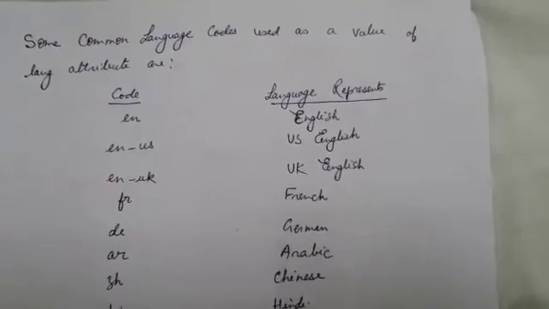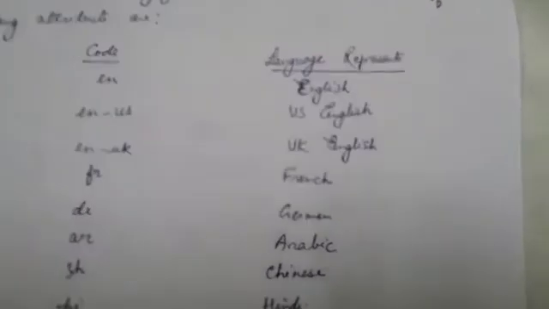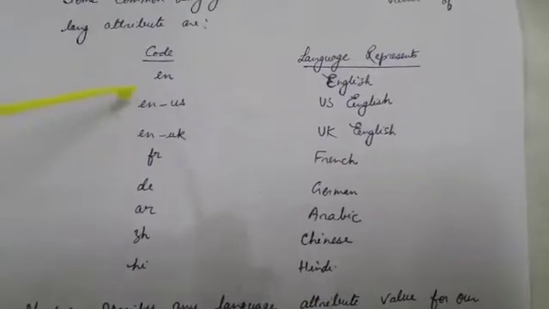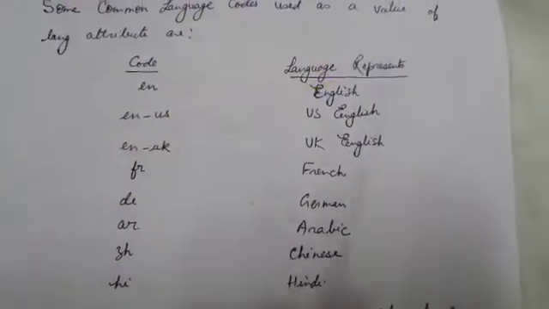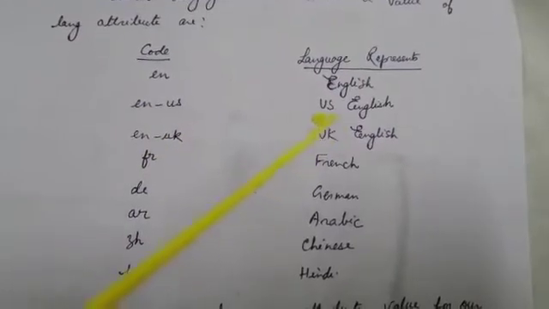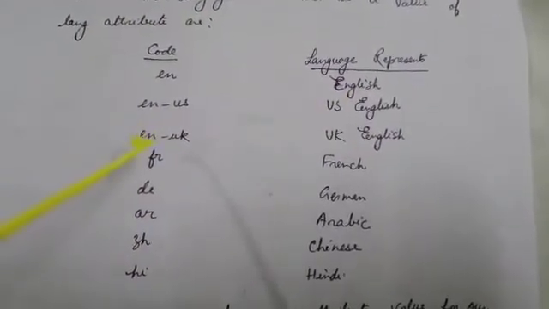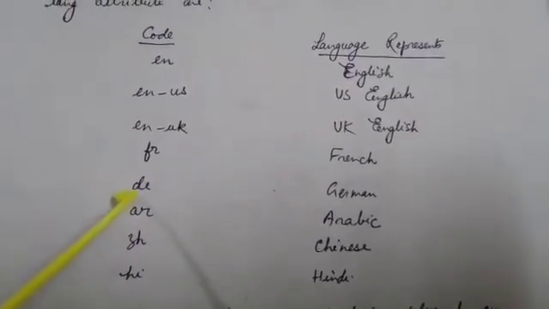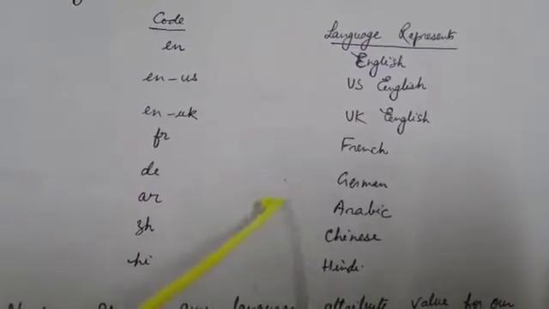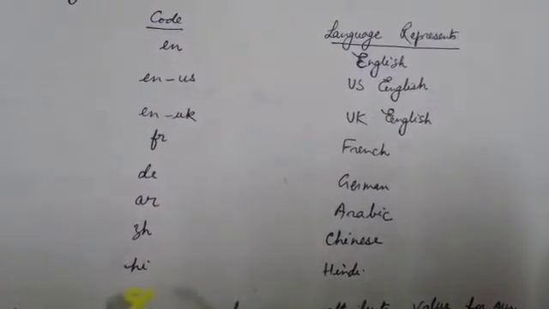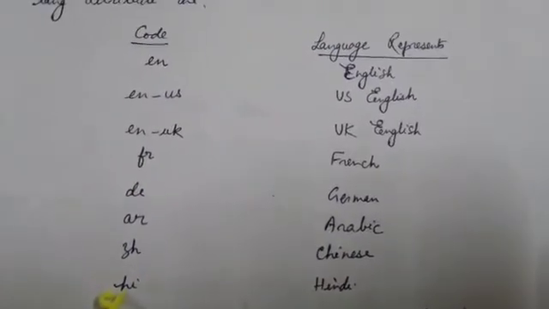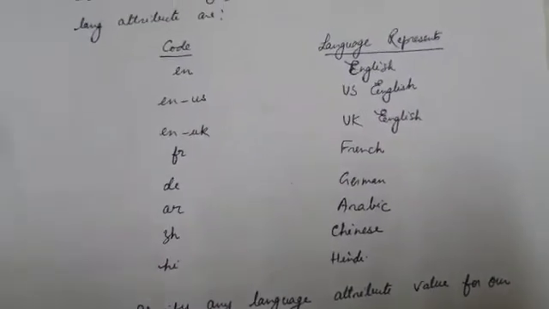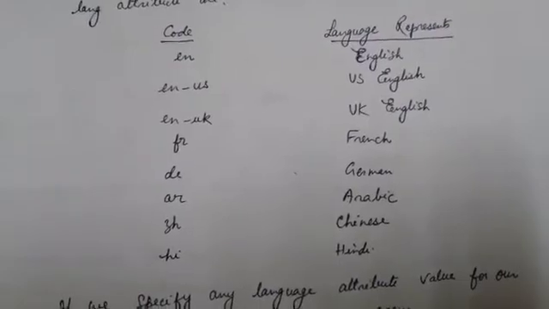Now some common language codes used as values of lang attributes are, see here: en is for English, en-US for US English, en-UK for UK English, FR for French, DE for German, AR for Arabic, ZH for Chinese, and HI for Hindi. Right.